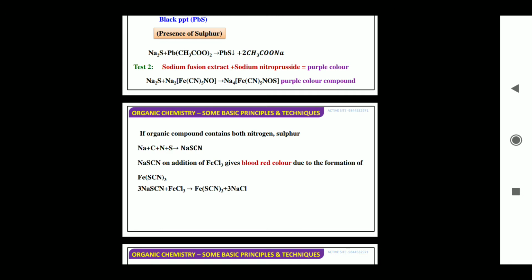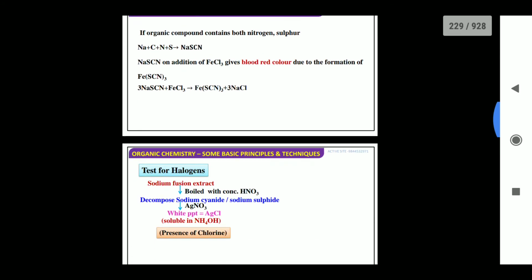So if the organic compound contains both nitrogen and sulfur, that is nitrogen atom and sulfur, what reaction will occur? Sodium plus carbon plus nitrogen and sulfur results in the formation of sodium thiocyanate, and this thiocyanate on addition of ferric chloride gives a blood red color due to the formation of ferric thiocyanate complex. So this sodium thiocyanate reacts with ferric chloride, results in the formation of the Fe(CNS)3 complex and sodium chloride as a byproduct.